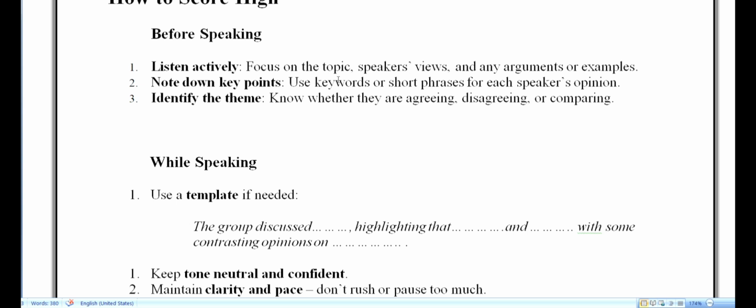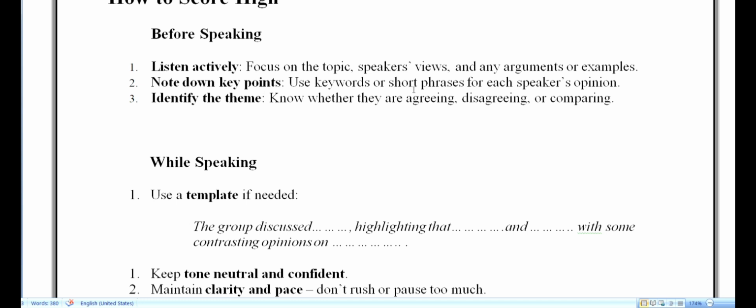Then focus on the speaker's view. Understand his tone. What is he speaking? Is he agreeing? Is he in disagreement? Is he speaking about the advantages, or are there any disadvantages in the topic? What sort of arguments are being stated, and what are the relevant examples being given? Note down the key points. Use keywords or short phrases for each speaker's opinion.